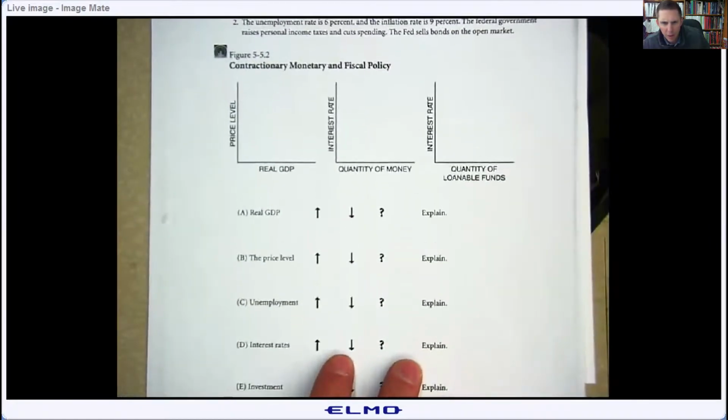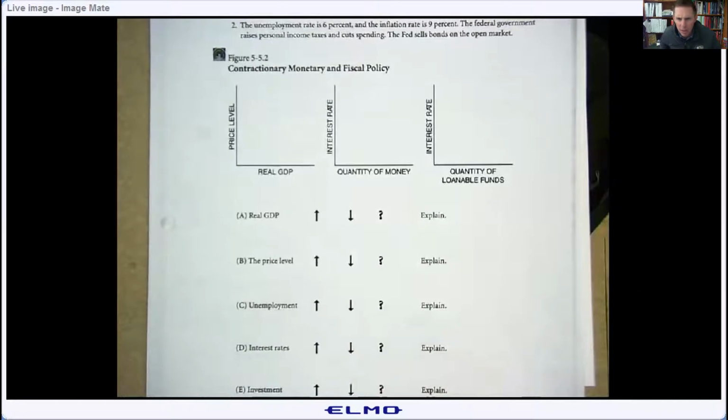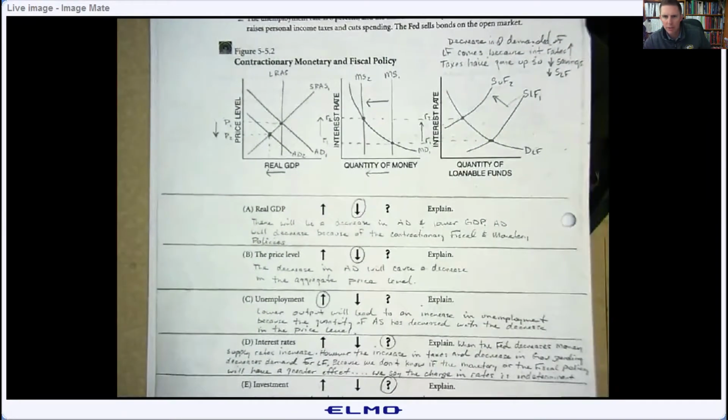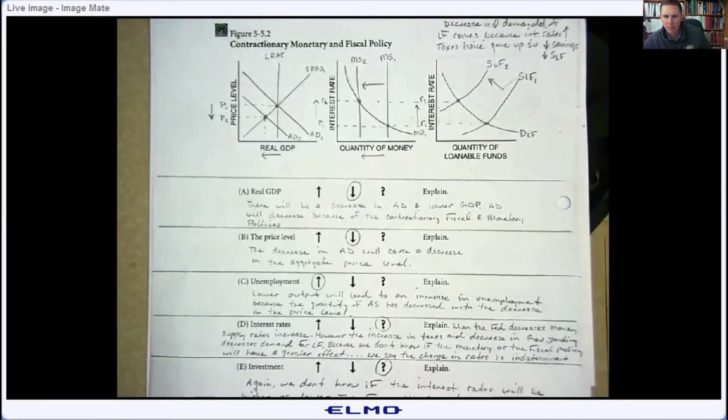It talks about the unemployment rate being at 6% and inflation, so you want to take a look up here, inflation is at 9%. The federal government raises personal income taxes and cuts spending, and the Fed sells bonds on the open market. So take a minute, pause the video, and work through that scenario, draw everything out. Now that you've done that, here are the solutions, the answers to that section right there.